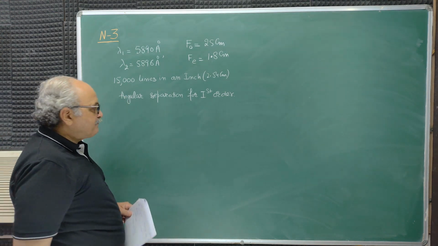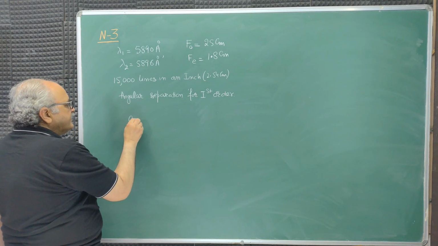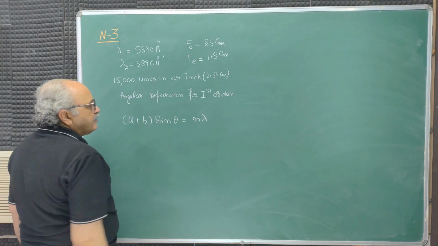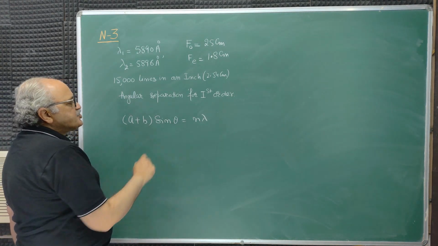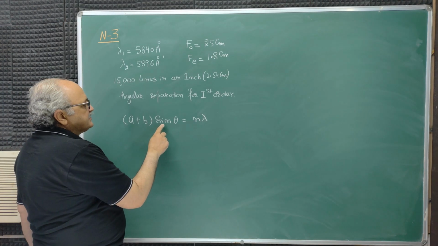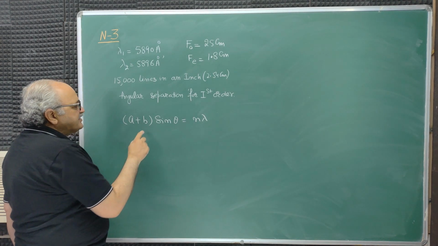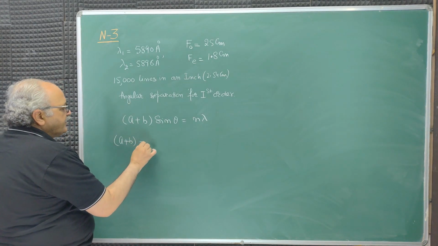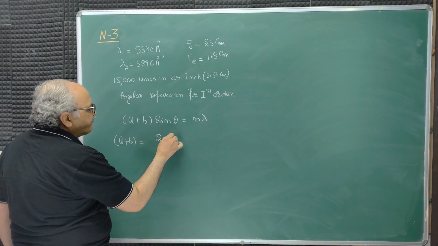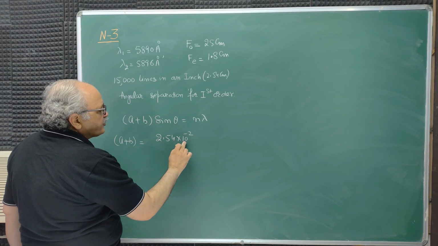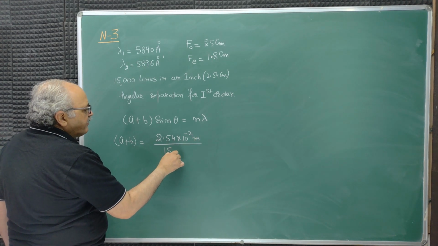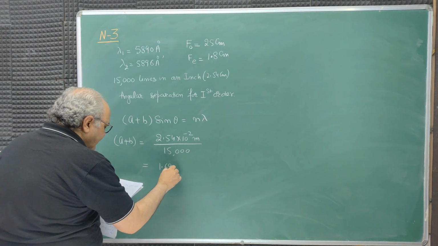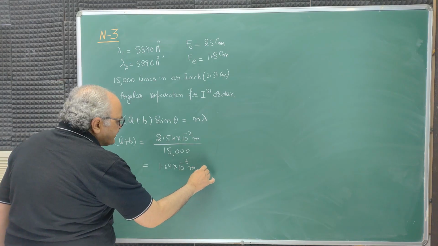Now we know that the principal maxima from the grating comes in the condition when a plus b sine theta equals to n lambda, where a plus b is called the grating element. So let's first of all calculate the grating element, which is equals to 2.54 centimeter. That means if you convert it into meter, it is this much. Divide by 15,000 lines, and if you calculate it out, this comes out to be 1.69 into 10 to the power minus 6 of meter.